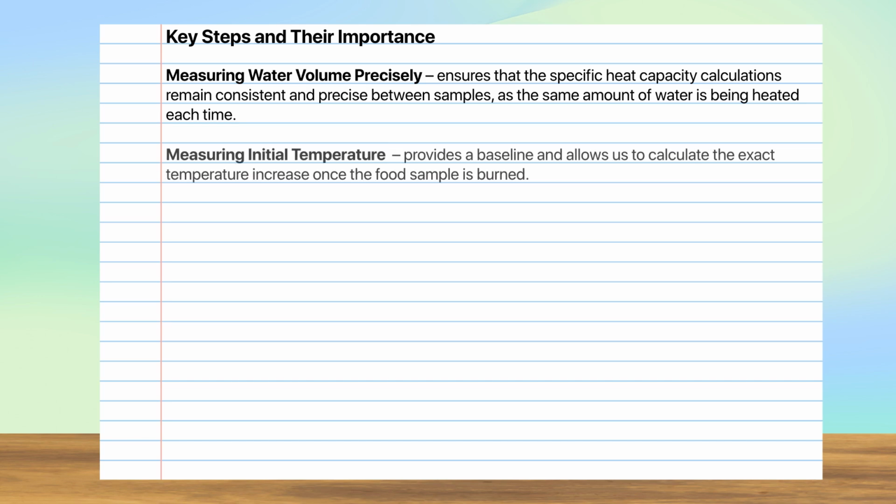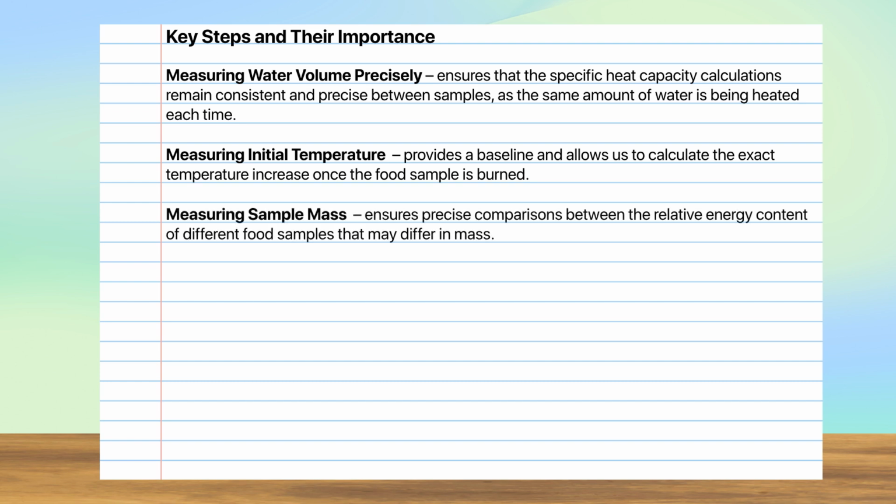We also measured the initial temperature of the water, which provides a baseline, allowing us to calculate the exact temperature increase once the food sample is burned. This step ensures that the energy gained by the water is due to the food sample. Furthermore, we weighed the food sample before burning it, which is essential for calculating the energy per gram of the food. This ensures precise comparisons between the relative energy content of different food samples that may differ in mass. These steps are therefore important in ensuring the validity of the experiment and the calculations.